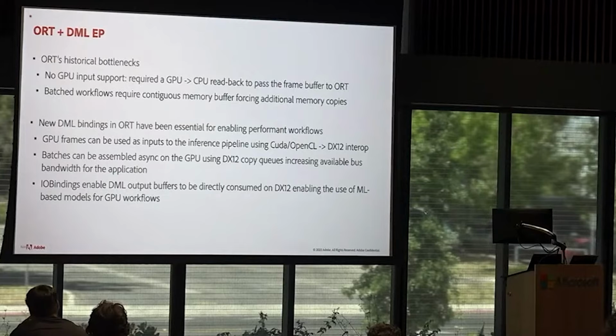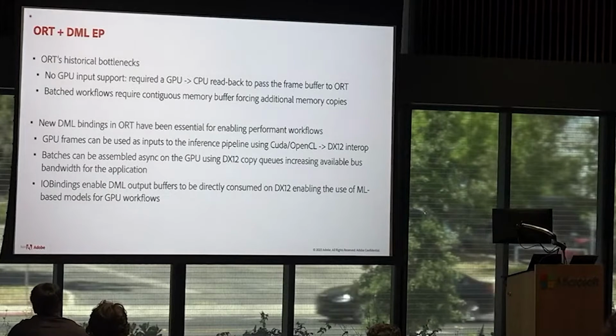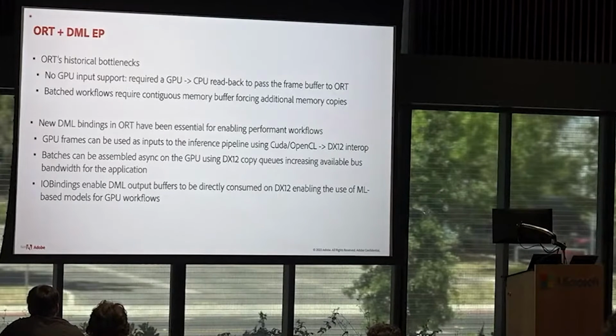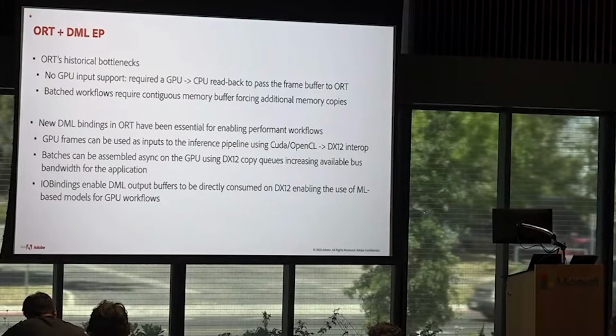New bindings with DML enable us to pass GPU frames as inputs into the inference pipeline, meaning that we can use CUDA and OpenCL to DirectX 12 interop in order to create these DML resources. At the same time, we can now assemble batches asynchronously on the GPU using DirectX 12 copy queues, which one, increases the available bus bandwidth for the application because we're able to control the copy, but two, it also decreases the latency that we experience in our inference pipeline by allowing us to experience that transfer cost asynchronously.